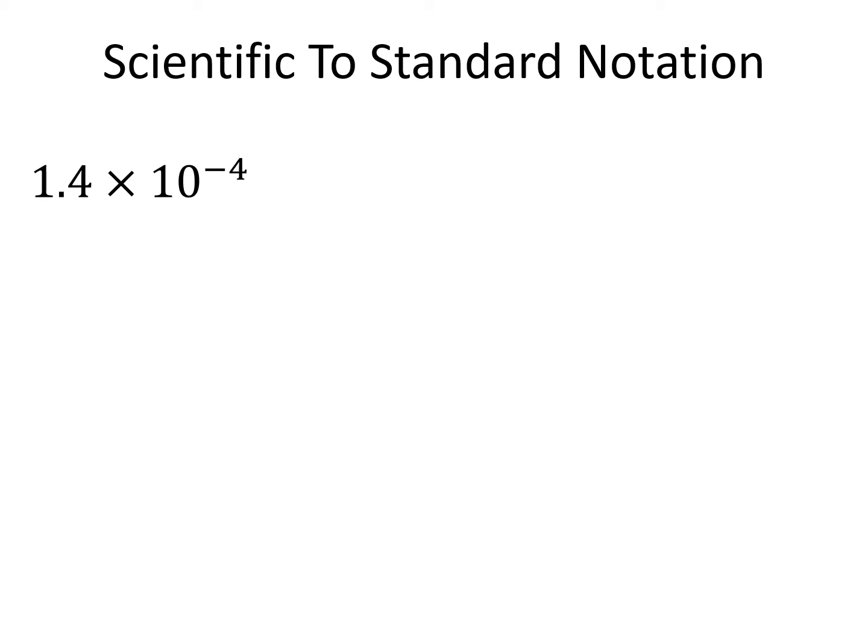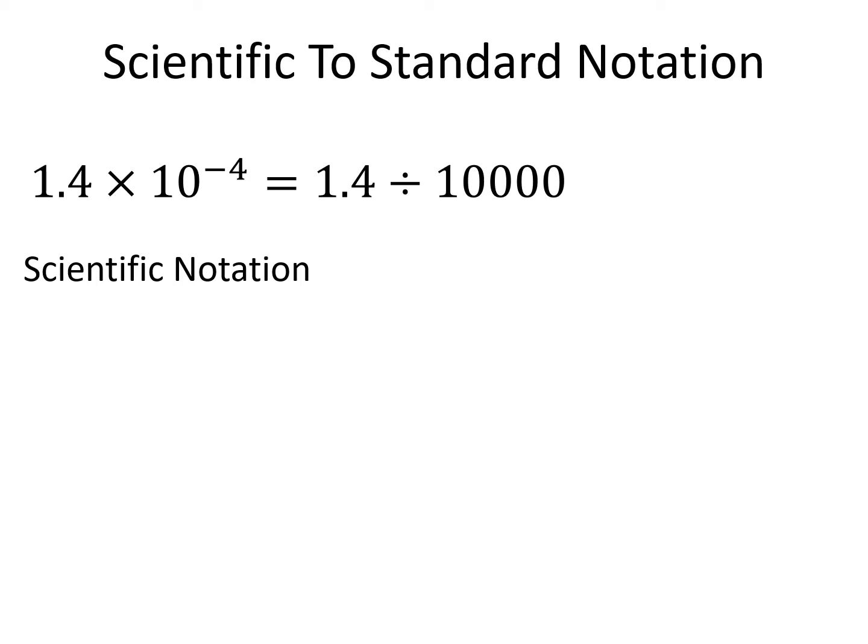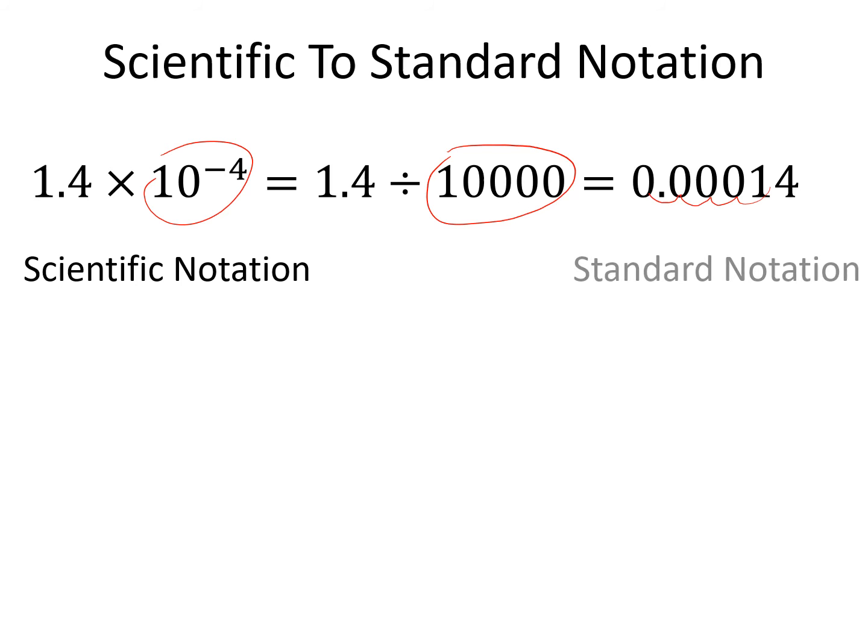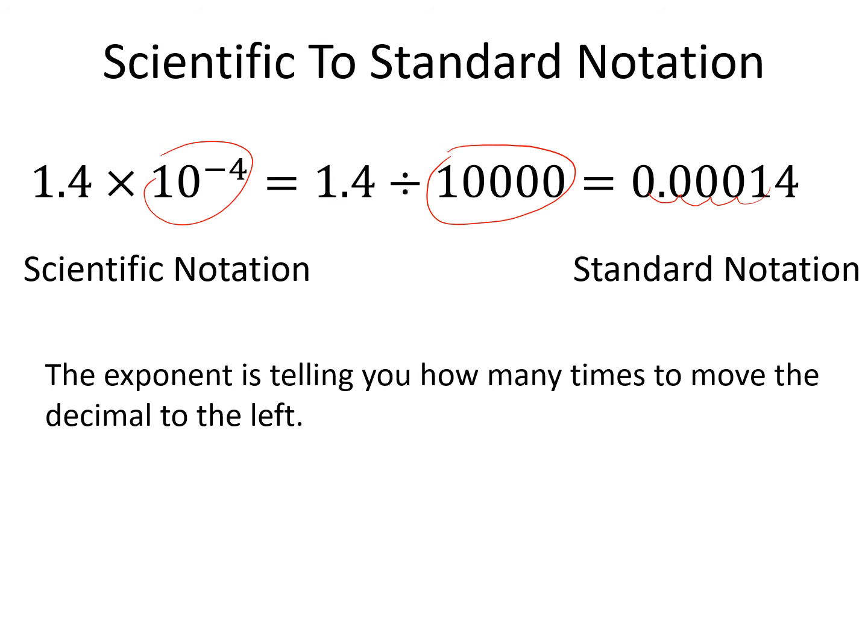And so scientific to standard notation: if I start with 1.4 times 10 to the negative fourth, super easy. That's our scientific notation. But what this means is 1.4 divided by, what, 10,000. Because 10 to the fourth right here is the same thing as 10,000. And if I divide by 10,000, that means I move the decimal 1, 2, 3, 4 times to the left. And here's our standard notation. The exponent, and when I say the exponent, I'm talking about this thing right here, that exponent is telling you how many times to move the decimal to the left.